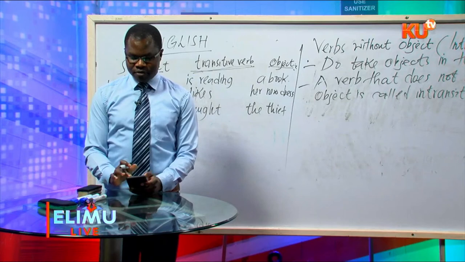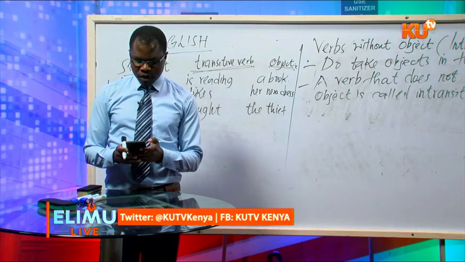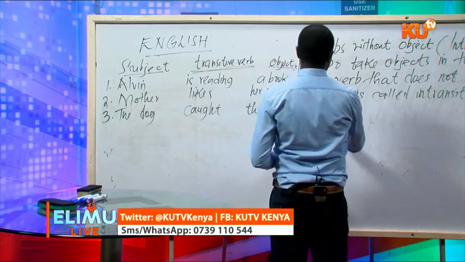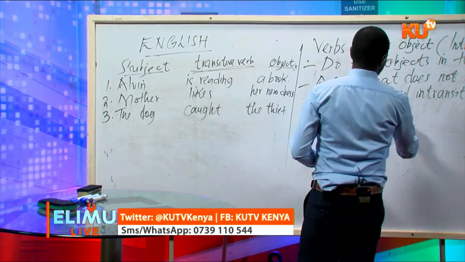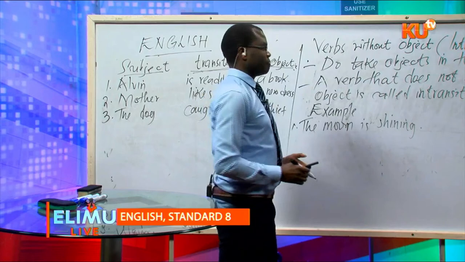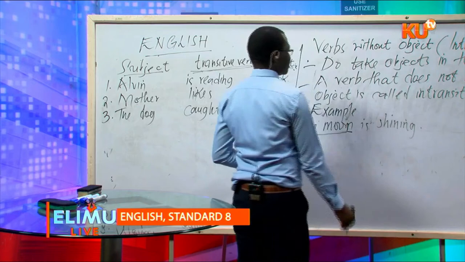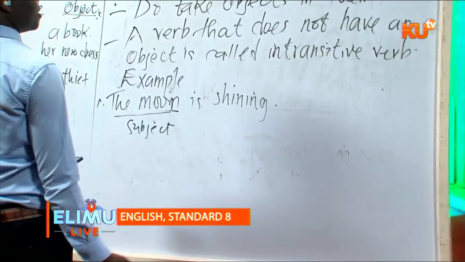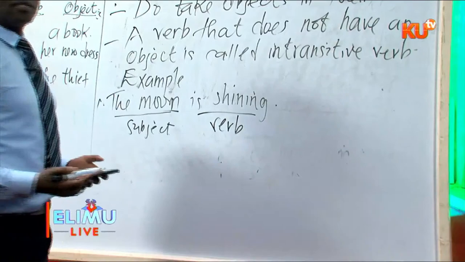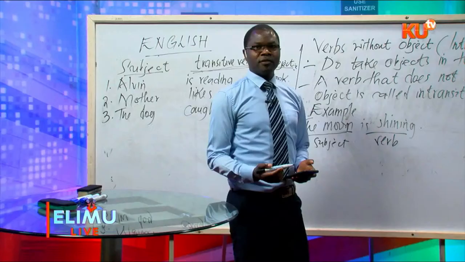An example, the moon is shining. This is an example of an intransitive verb. You can see the moon is the subject and there is no object. So this is the subject here, the moon. And then we have the verb here, is shining. And then the object is not there. An example of an intransitive verb.